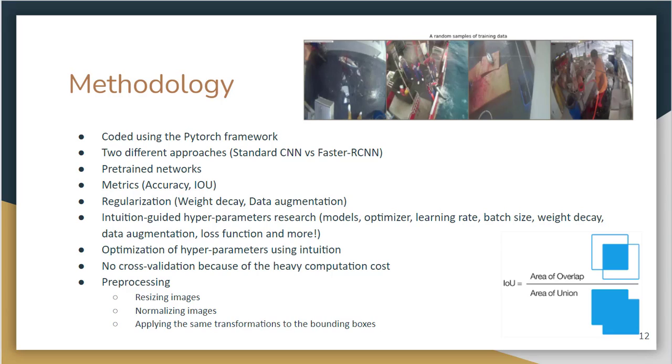The hyperparameters that are tested with different values to get the best set of them are pre-trained models, optimizer, learning rate, batch size, weight decay, data augmentation, and the loss function. Optimization of hyperparameters is done by using intuition. Because of the heavy computation costs, we didn't do the cross-validation. Pre-processing steps include resizing and normalizing the images and applying the same transformations to the bounding boxes.